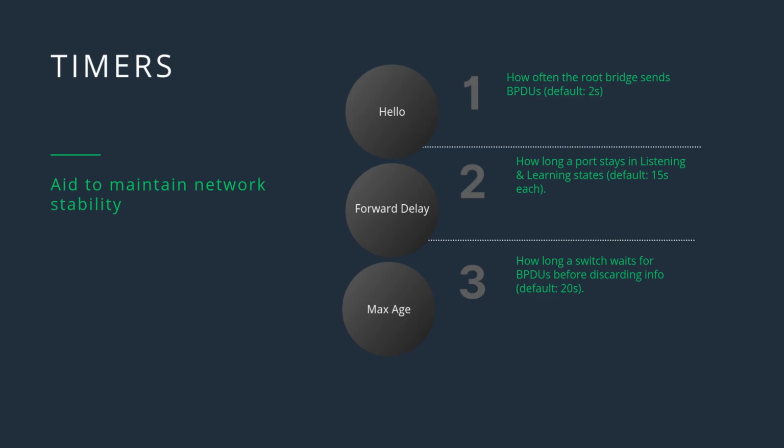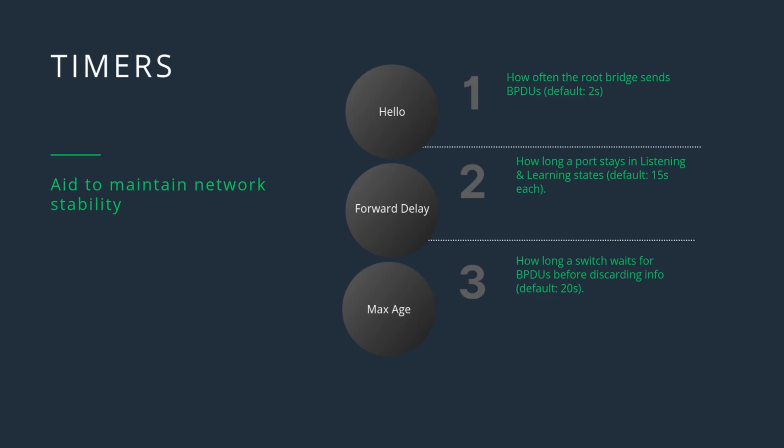STP uses 3 critical timers to maintain network stability. Think of these as the heartbeat and safety mechanisms of the protocol. The hello timer determines how often the root bridge sends out BPDUs. By default, this is every 2 seconds. It's like a heartbeat. I'm still here. I'm still the root bridge.